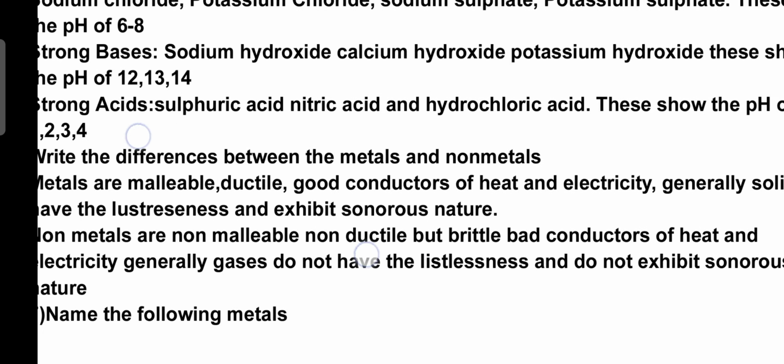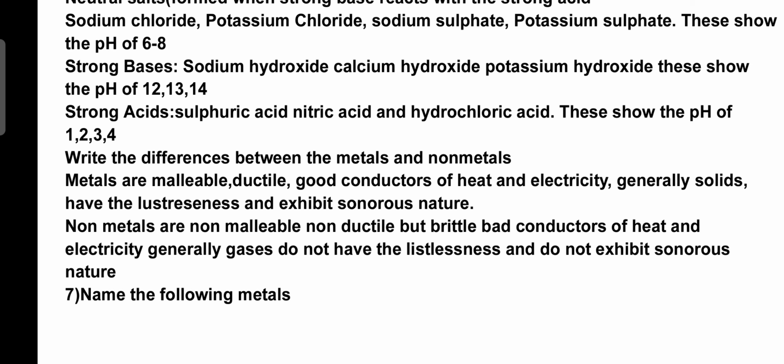Now, strong bases. Give the examples. Sodium hydroxide, calcium hydroxide, potassium hydroxide. These are all strong bases. They turn red litmus blue and they also turn phenolphthalein pink, and their pH will be 12, 13, 14 because they have a very low H plus ion concentration. The pH value will be highest.